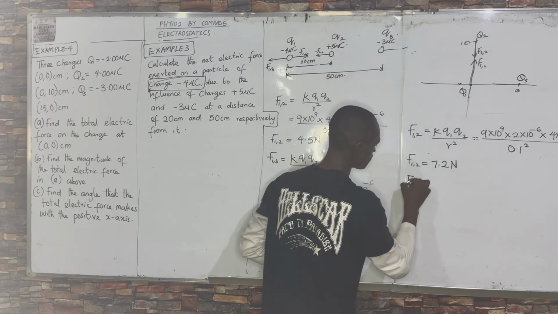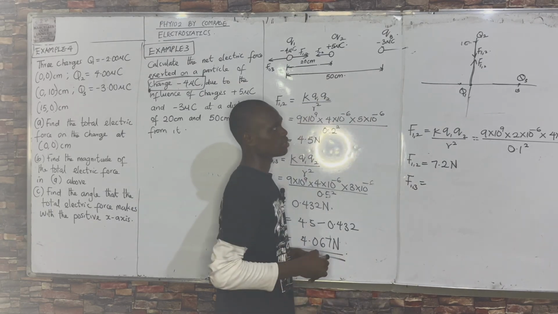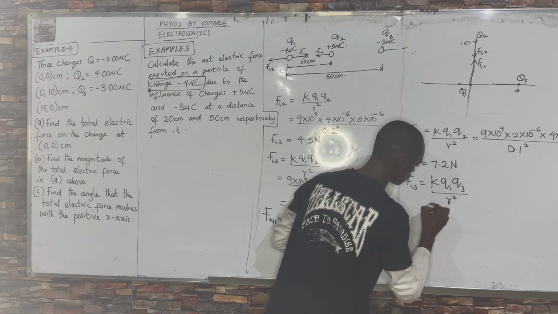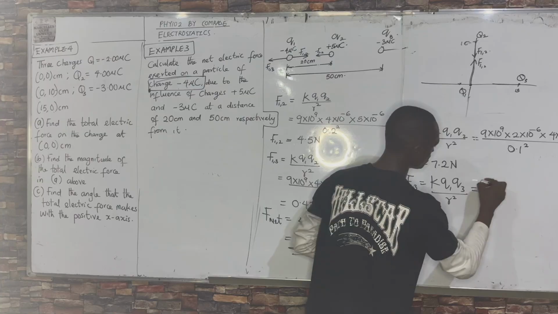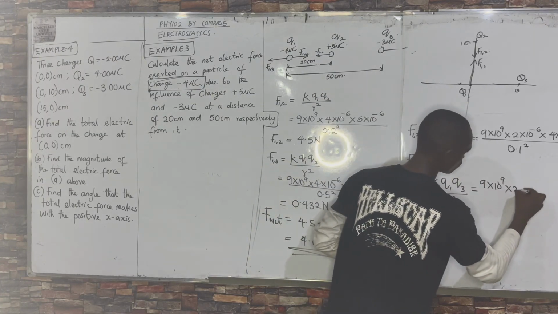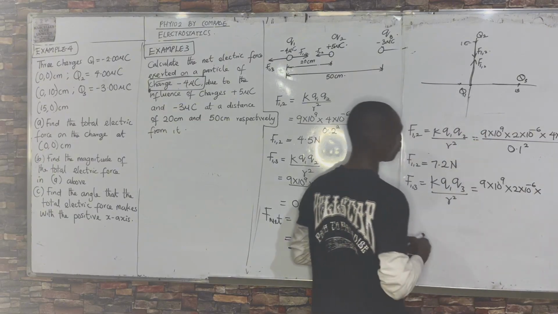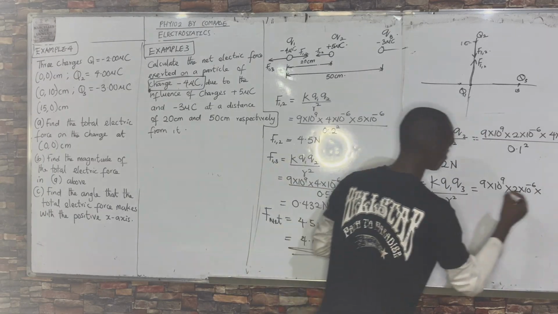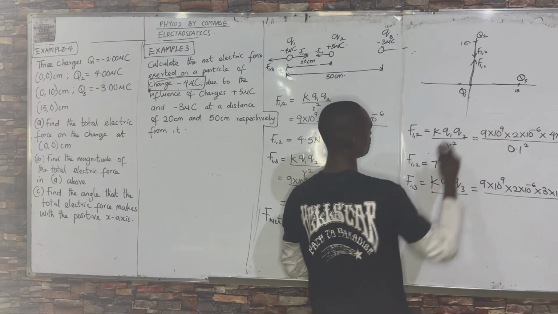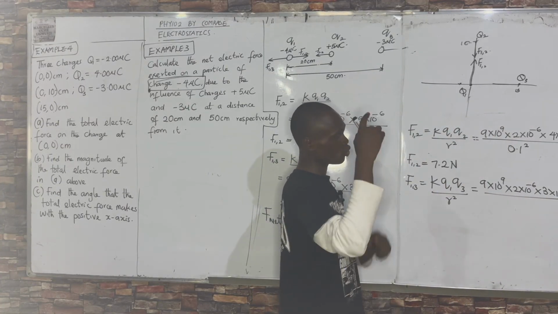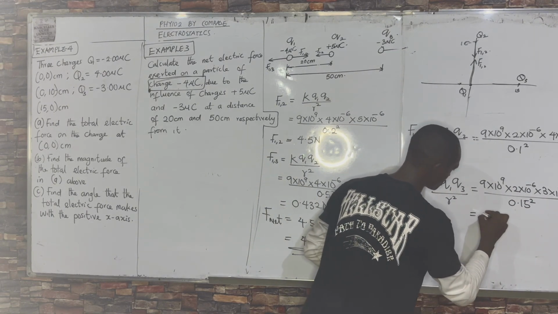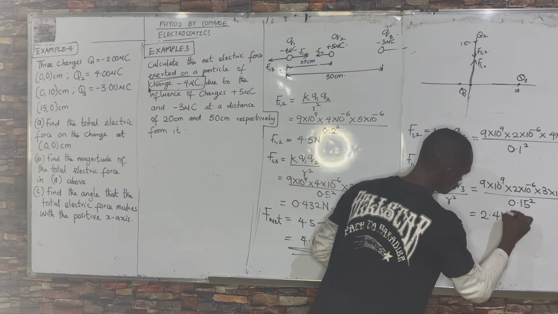Now let's look at the behavior between 1 and 3. According to Coulomb's law, k Q1 Q3 over r squared. So k is 9 times 10 raised to power 9 times Q1, which is 2 times 10 raised to power minus 6. What is Q3? Q3 is 3 times 10 raised to power minus 6, all over the distance, 15 centimeters to meter. Don't forget, you convert centimeter to meter, you should be having 0.15 squared. And the answer should be 2.4 Newton.